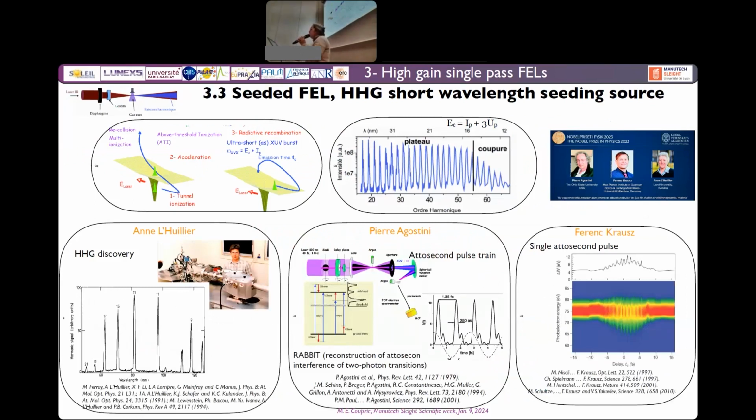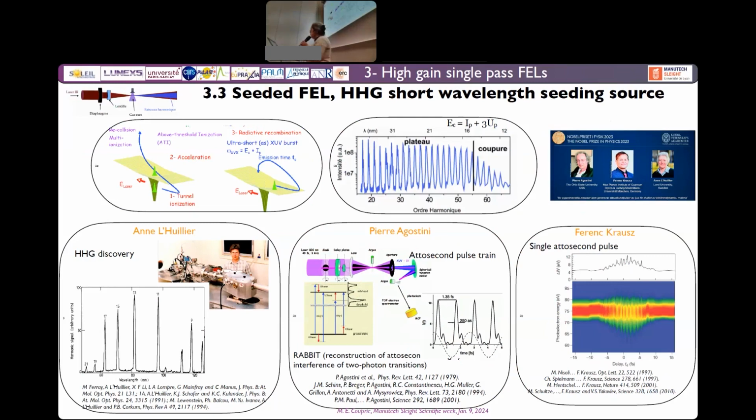If we want to go towards shorter wavelengths, then we need a seed at a shorter wavelength. So one idea was to use high-harmonic generation in gas. This is the subject of the Nobel Prize this year, given to Pierre Agostini, Ferenc Krausz, and Anne L'Huillier.